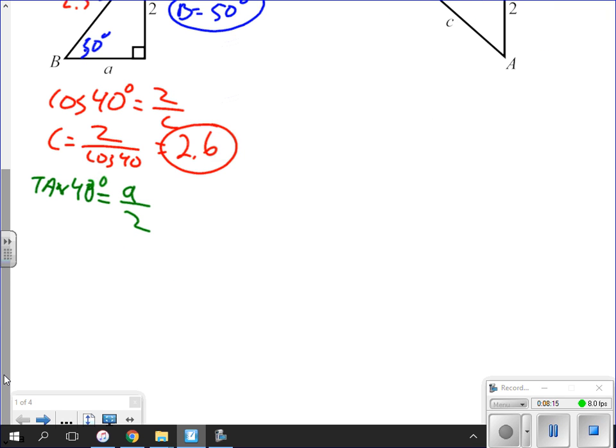Multiply both sides by 2. A equals 2 times the tangent of 40 degrees. And you use your calculator. No need to go old school and dig out a table of values. Then A is 1.7.